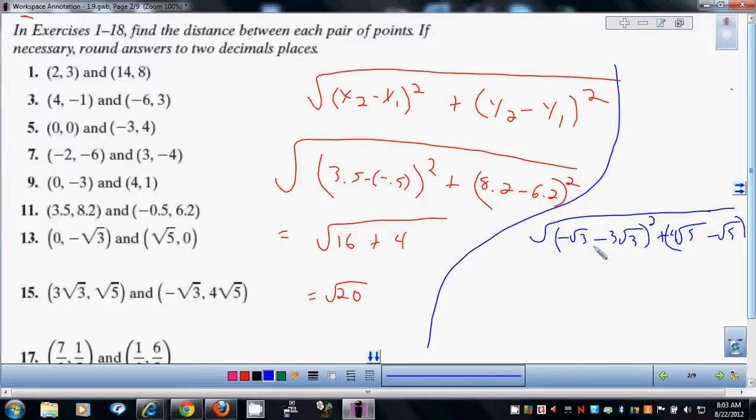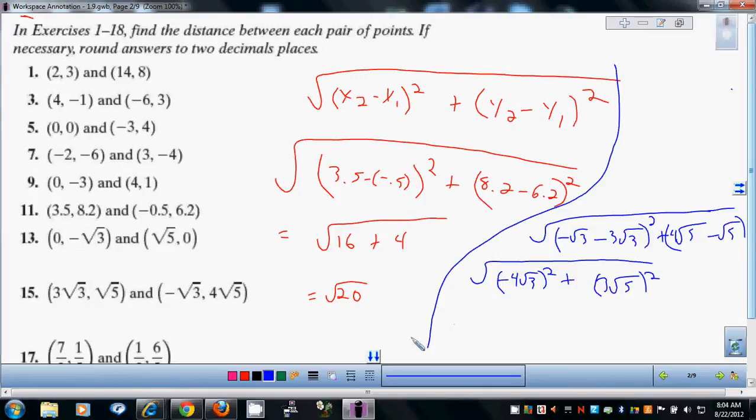So, negative radical 3 minus 3 radical 3 is how many radical 3's? Minus 1 minus 3? 4. Minus 4 radical 3, which we're going to square in just a second, plus 4 radical 5 minus 1 radical 5, 3 radical 5, also squaring that guy.